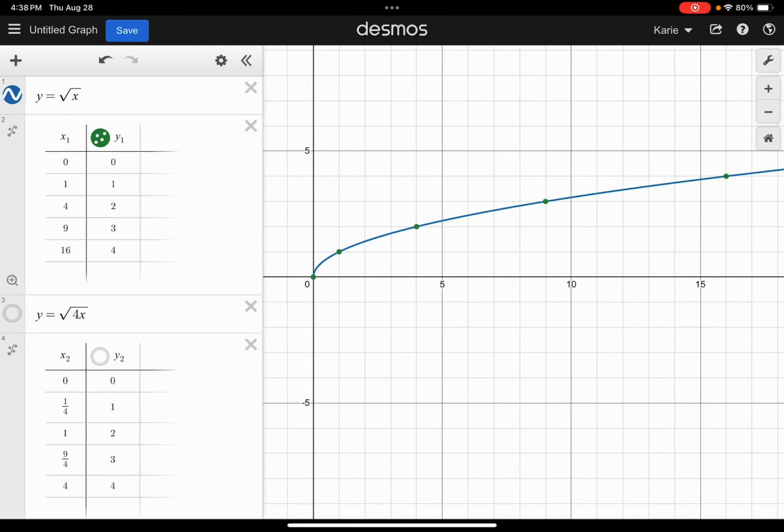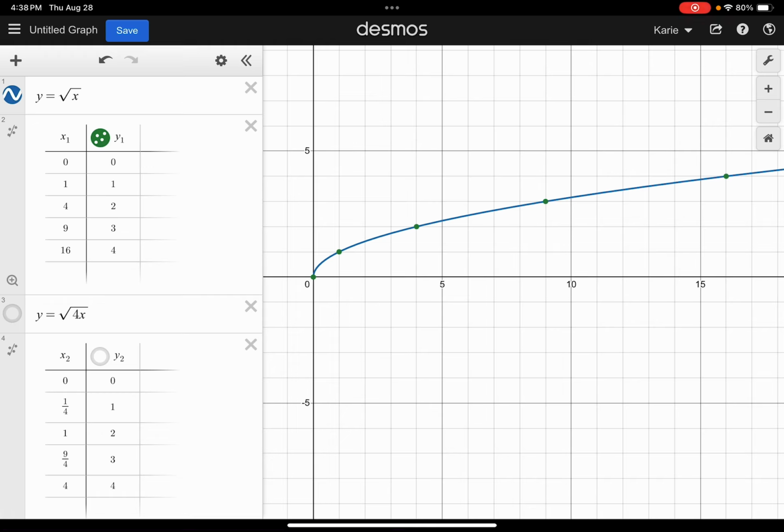I had a number of kids struggle with understanding the difference between a vertical stretch or compression and a horizontal stretch or compression, and I thought maybe I could make a video here on using Desmos and see if this helps. So if this is something you need, here you go.